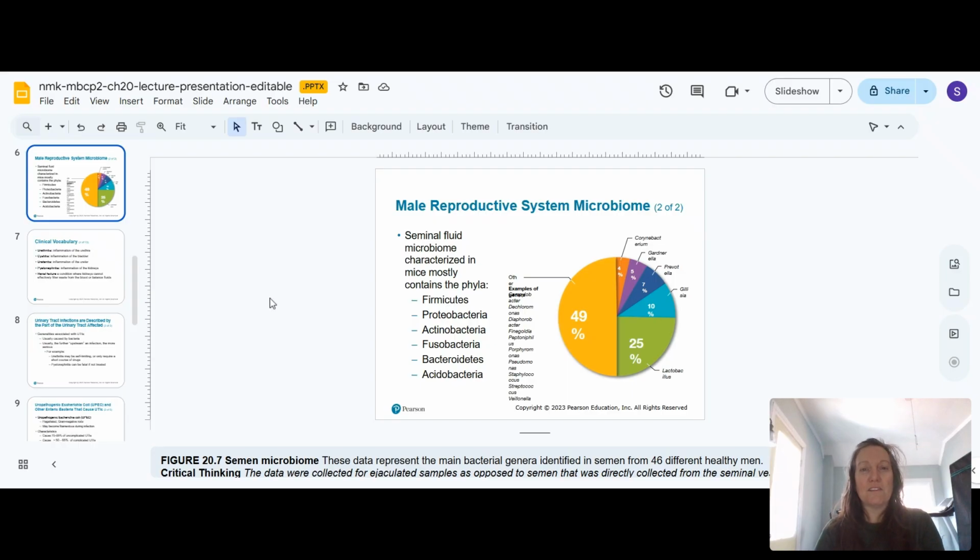Male reproductive system microbiome includes many different phyla. And phyla, that's a very big category of organisms. So we've got proteobacteria, actinobacteria, fusobacteria, all those different types, and a nice breakdown pie chart over on the right-hand side of that slide. So pretty cool to check out.